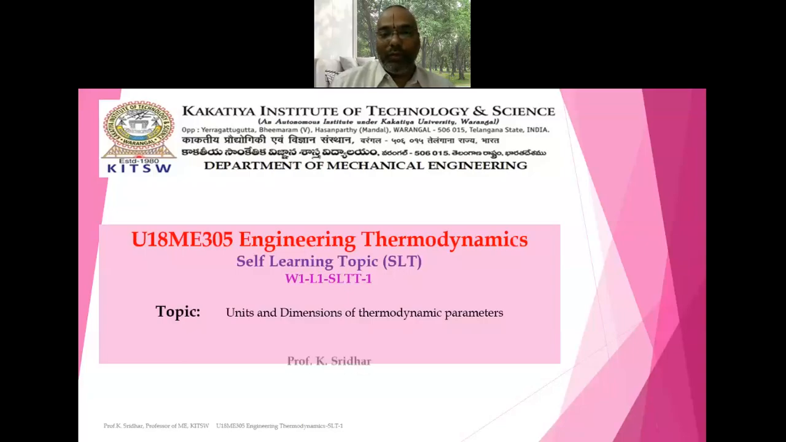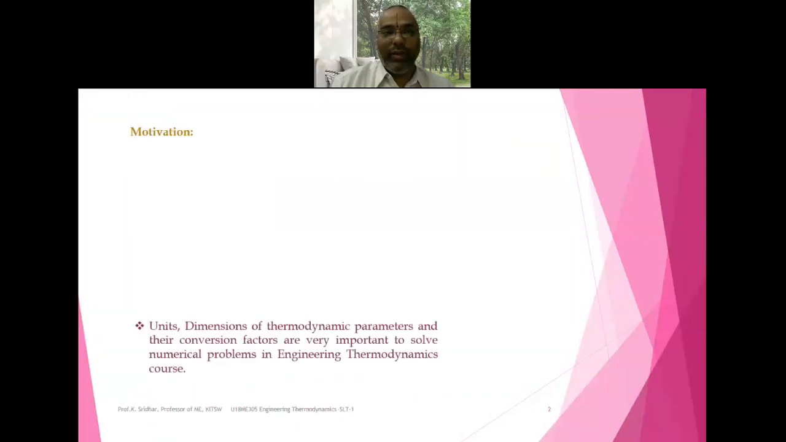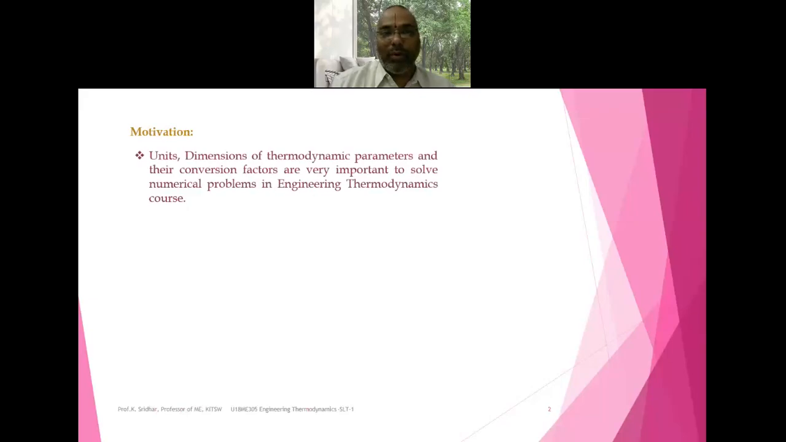And what is the motivation? Why do we have to study these units and dimensions? Because these are very important: the units, the dimensions, as well as their conversion factors, to solve the various numerical problems in the engineering thermodynamics course. Without prerequisite knowledge about the units, dimensions, and their conversion factors, we are not in a position to solve any numerical problem in engineering thermodynamics. So that's why these are very essential.